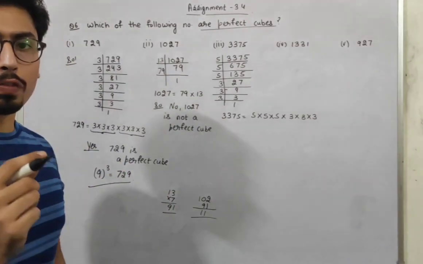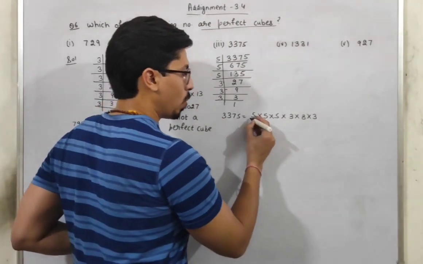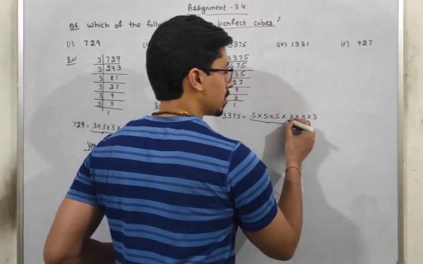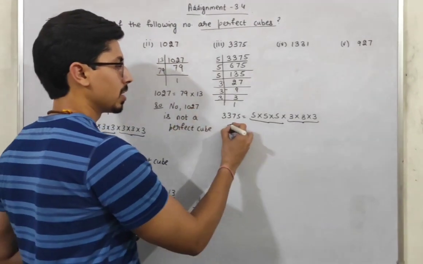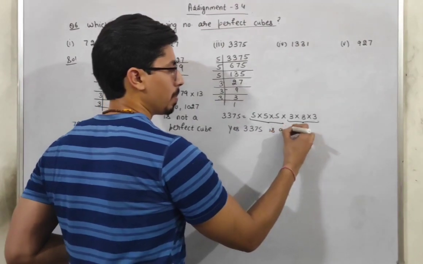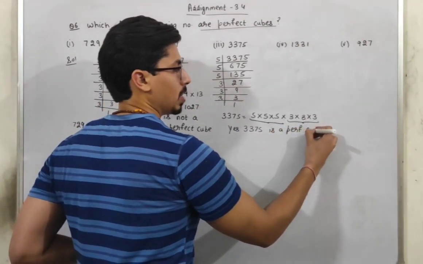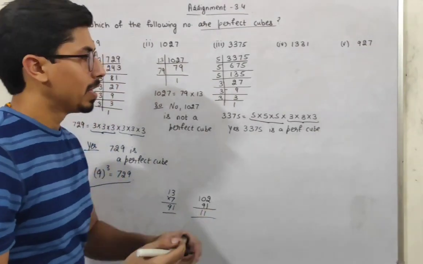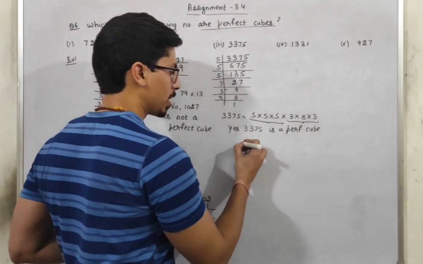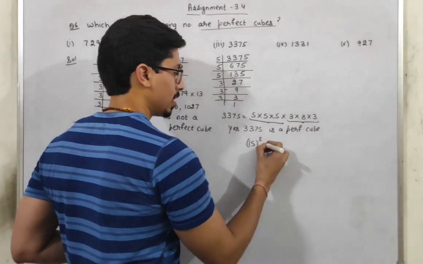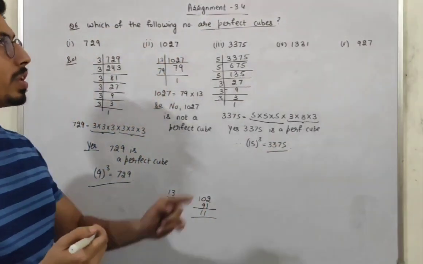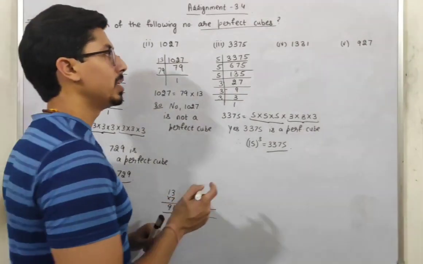Now start making pairs of 3 numbers. See, we have 5s and all the 5s are making a group of 3, and the remaining are three 3s. So yes, they are making groups. So yes, 3375 is a perfect cube. Okay students, and it will be the cube of 15, since we have one 5 here and one 3 here, 5 3s are 15, so 15 cube is 3375.